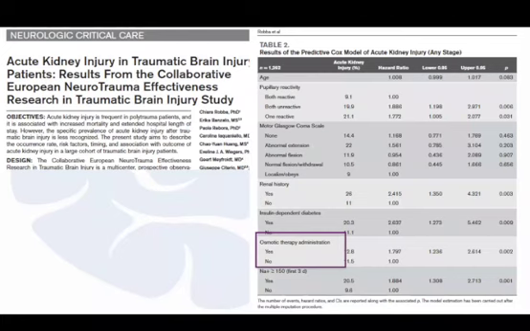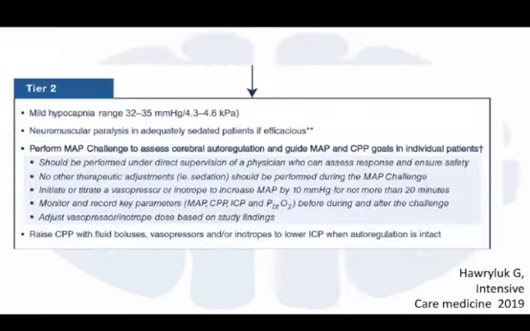This is a sub-analysis of a CENTER-TBI study where we evaluated the occurrence of acute kidney injury in traumatic brain-injured patients, and both mannitol and hypertonic saline were independently associated with the development of acute kidney injury, and also with the increase of sodium above 150 during the first 3 days.